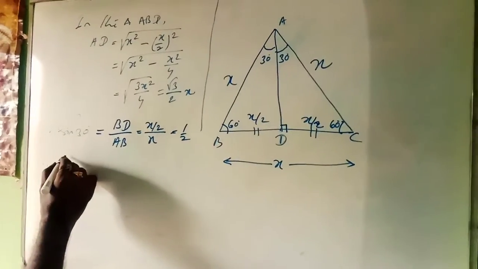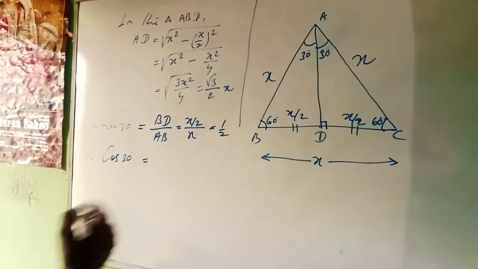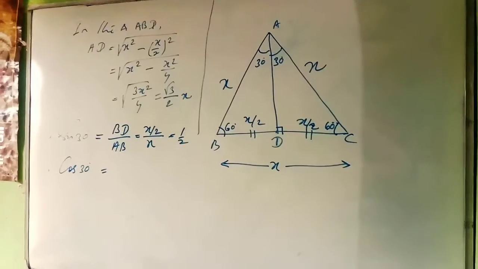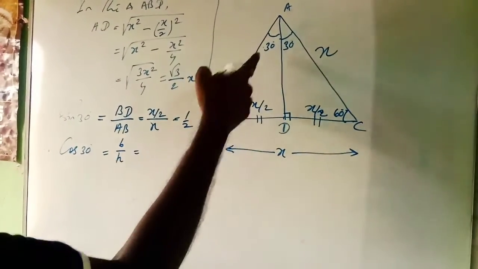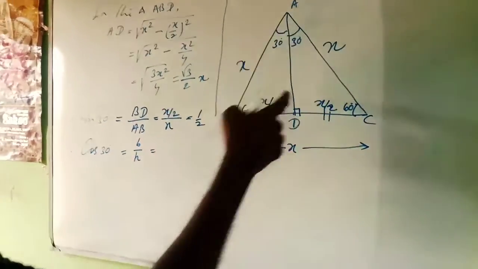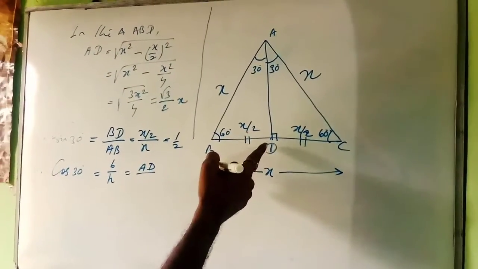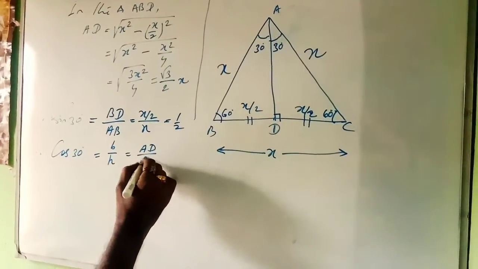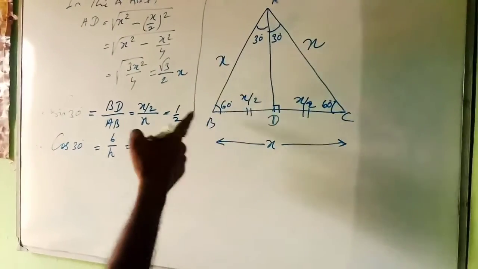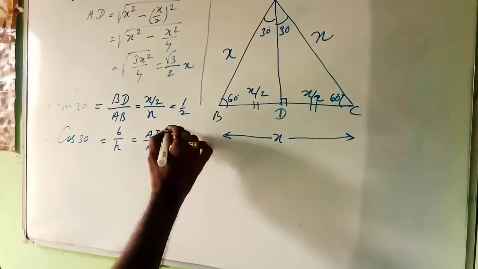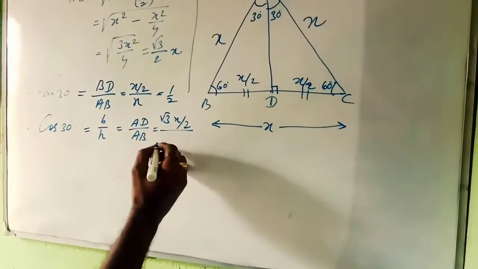Okay, next find cos 30. For this angle, what is the cos formula? Base by hypotenuse. For this angle, the base will be AD, by hypotenuse, that is AB. What is the value of AD? We already found AD equal to root 3 x by 2. What is the value of AB?